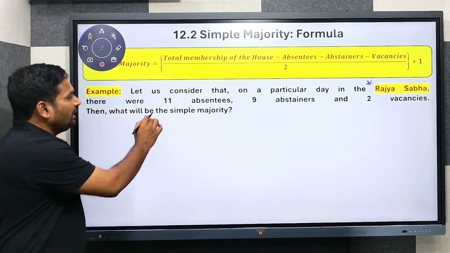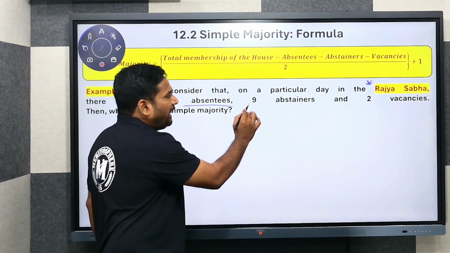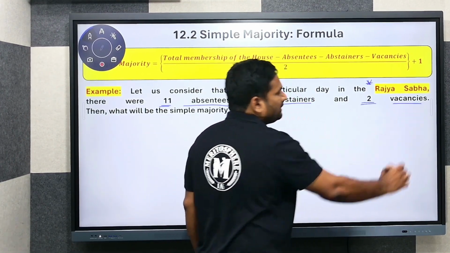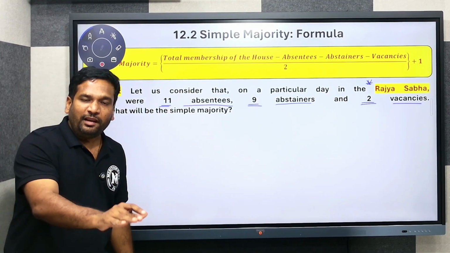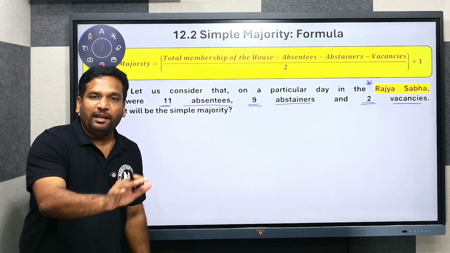And on a particular day there were 11 absentees, 9 abstainers, and 2 vacancies in the Rajya Sabha. Now we have to get the simple majority that is required on that particular day in Rajya Sabha.